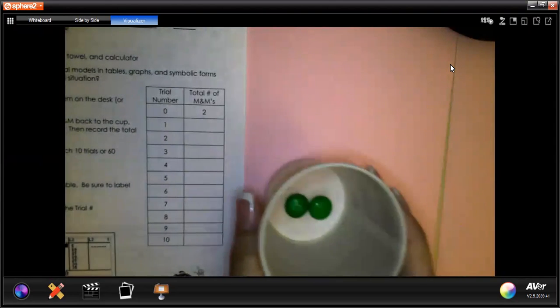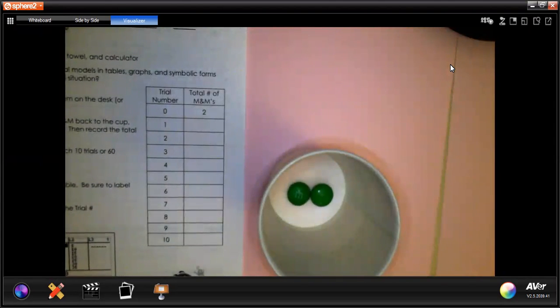Today we're going to introduce you to exponential growth and decay, and we're going to start that by collecting data. It tells us here on trial 0, we're going to start with 2 M&Ms in a cup. So I've got 2 M&Ms in a cup here.